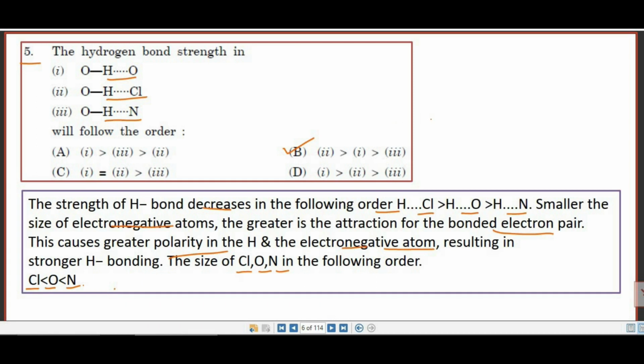Second one is, chlorine is greater in size than oxygen, which is greater in size than nitrogen. Hence, option B is correct.